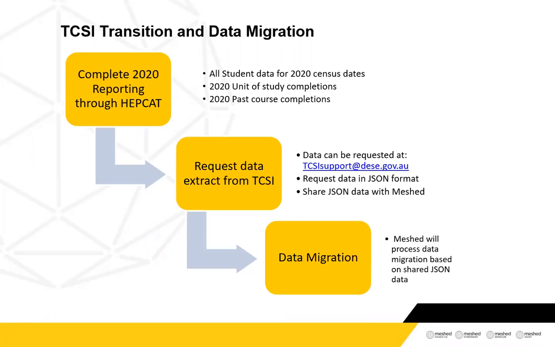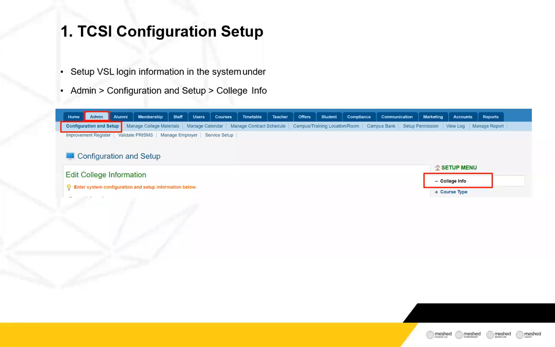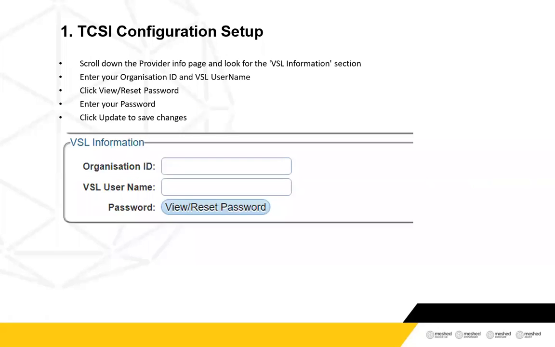Once all these steps are done, you will be ready to do your configuration setup to get this TCSI feature available and activated on your Mesh platform. As I mentioned before, the first step is the TCSI configuration setup. In this setup, you will need to enter your VSL credentials on your Mesh platform, under configuration setup and college information. VSL credentials means your organization ID, your VSL username and your password. Once you provide these details on the Mesh platform and record them, this will complete your TCSI configuration setup.